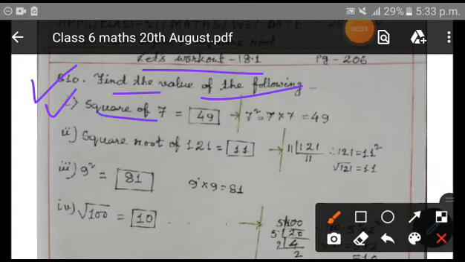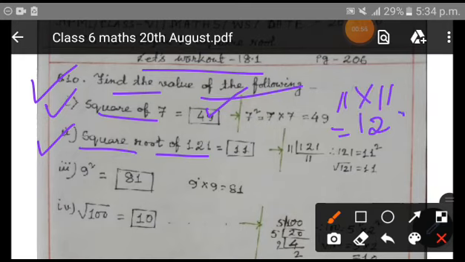Square of 7. Square of 7 means we will have to multiply 7 with 7. That is 49, 7 sevens are 49. Next, square root of 121. Now what is the square root of 121? We know that 11 into 11 equals 121. So if we pair up the two 11s, we take out a single 11. So the square root of 121 is 11.